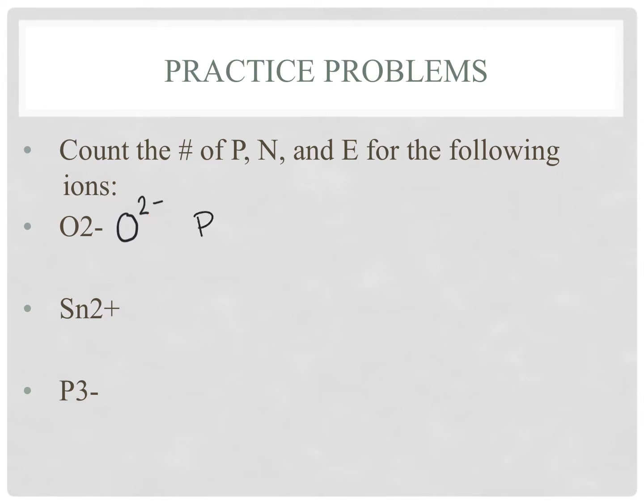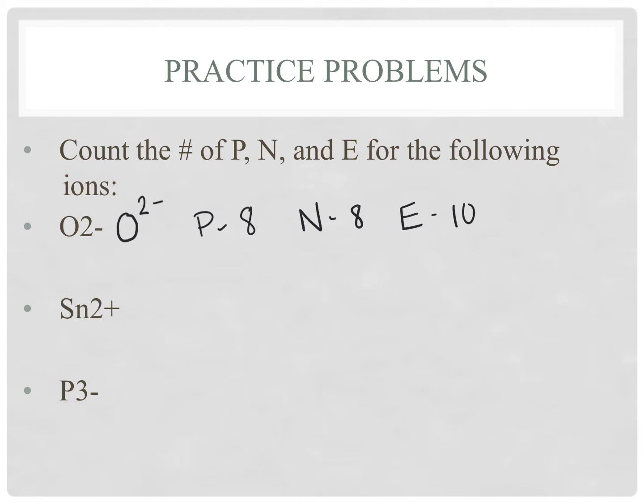What element is O? It's oxygen. So get your periodic table out and find oxygen. How many protons does oxygen have? 8. How many neutrons? The mass is going to be 16, so it's 16 minus 8, which is 8. And then finally, electrons. Oxygen has a -2 charge, so does it gain 2 or lose 2? It gains 2. So how many electrons? 10.